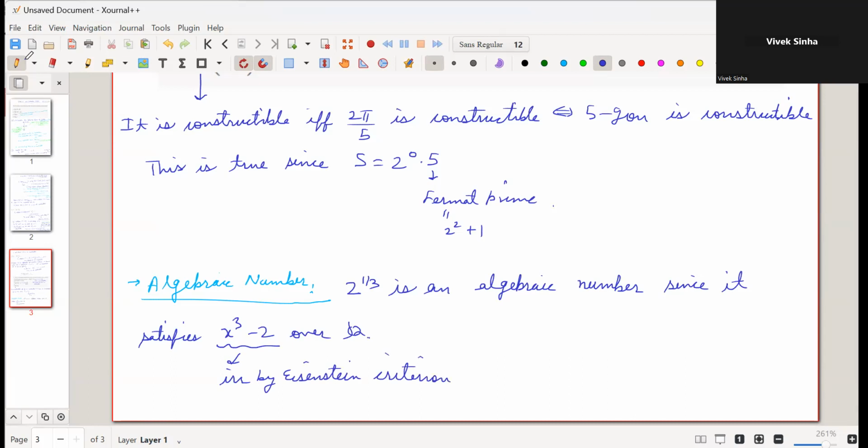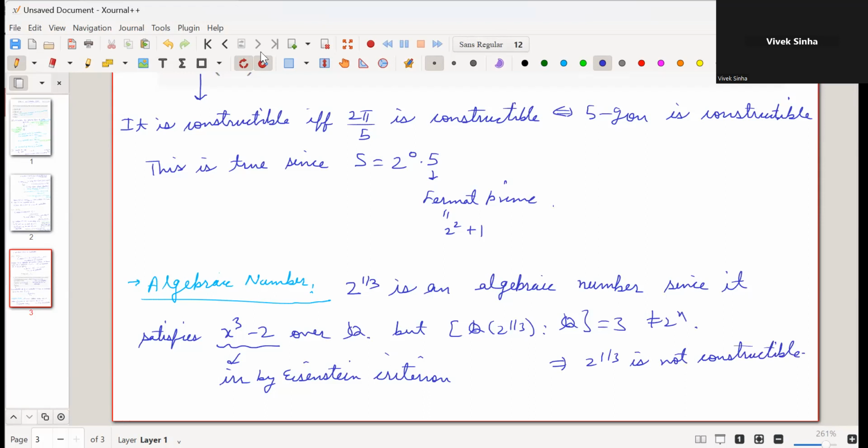But Q(2^(1/3)) over Q is what? This is 3, because you have a degree 3 polynomial which is satisfied by it, and it is irreducible. This is also not of this form. Okay, so this implies that 2^(1/3) is not constructible.